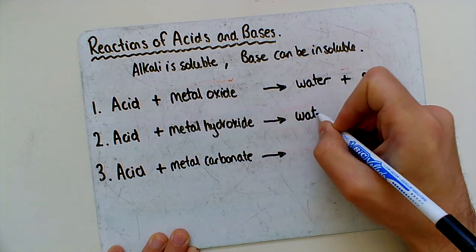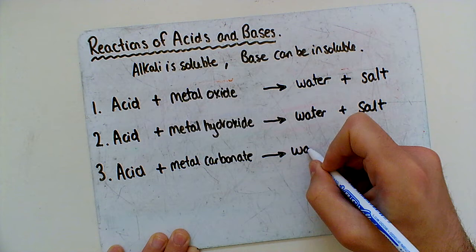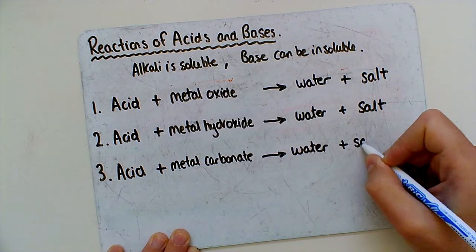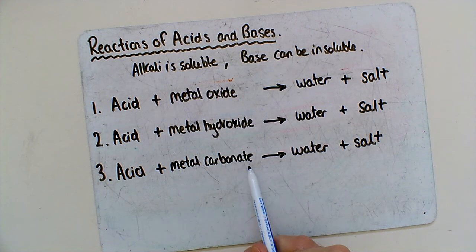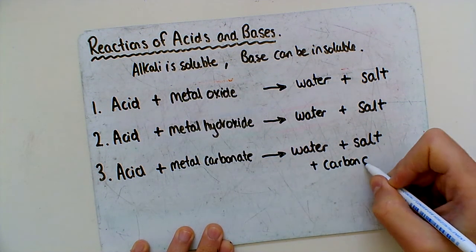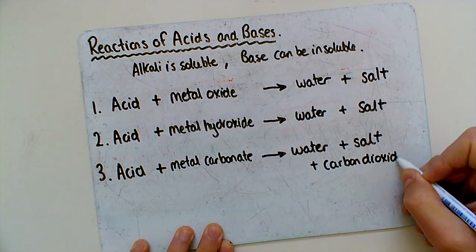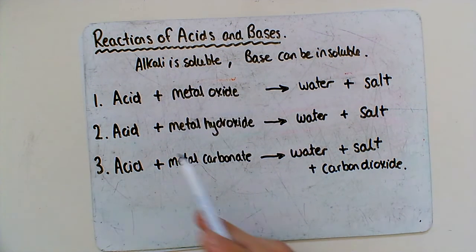And in this one we get water plus salt. And in this one we get water plus a salt. So far pretty straightforward, but because it was a carbonate, we also get carbon dioxide. So we have acid with a metal oxide gives us water and a salt. Acid plus a metal hydroxide gives us water and a salt. Acid plus a metal carbonate gives us water plus salt plus carbon dioxide.